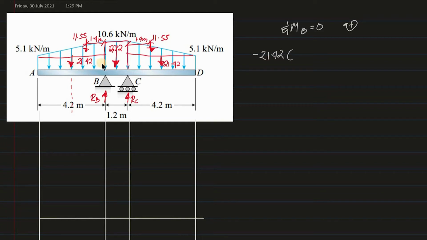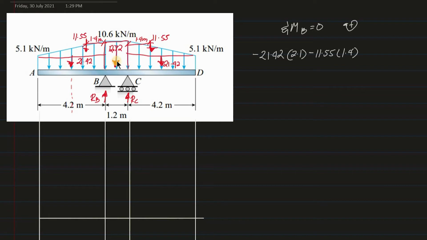Tapos, ano yung perpendicular distance niya papunta sa ating reference point na B? That's the kalahati ng 4.2. So, 4.2 divided by 2 is 2.1. Okay. And then, we proceed here, our 11.55. Parehas lang dito, iikot siyang pa ganon. Therefore, it's counterclockwise. So, negative 11.55 times. Ano yung perpendicular distance niya papuntang B? Yun, 1.4.